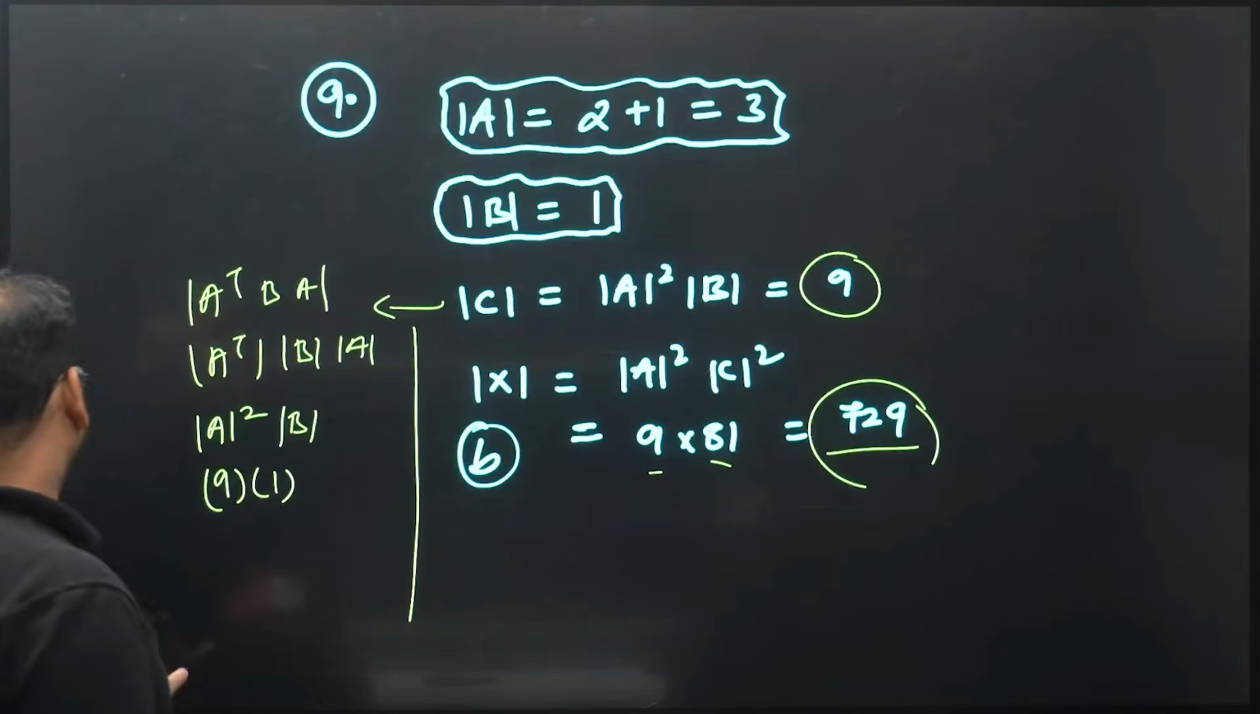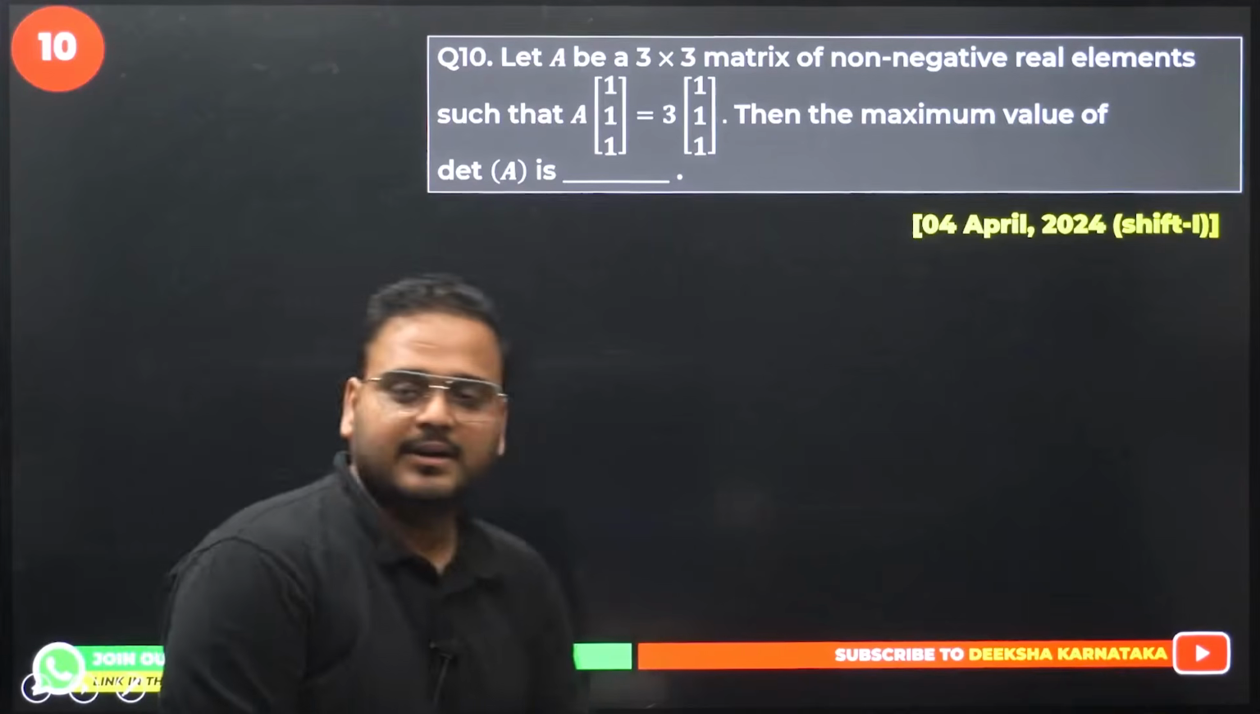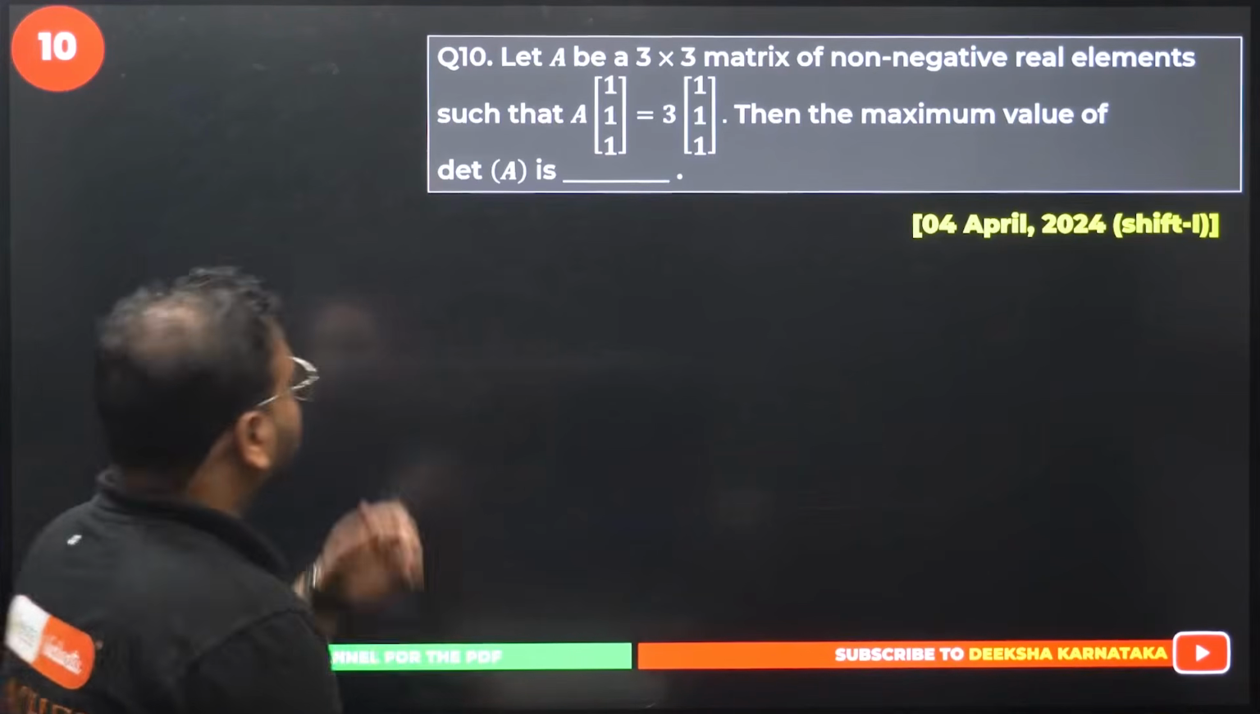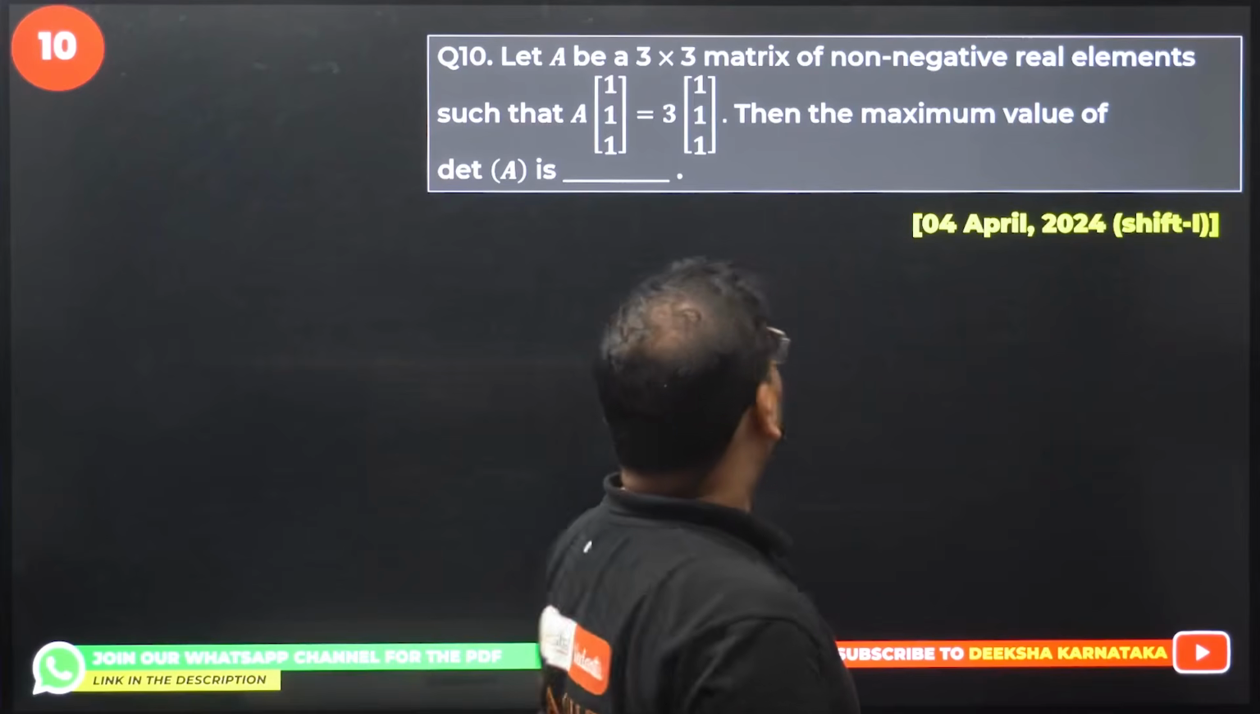Question number 10 now. Let A be a 3 cross 3 matrix with non-negative real values.